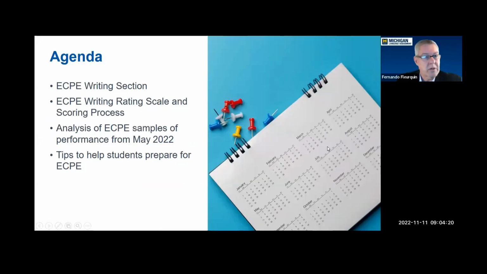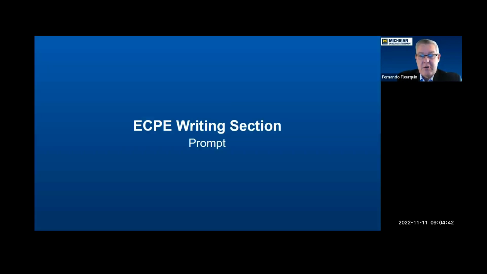And this is what we're going to cover. We'll talk about the writing section of the examination for the Certificate of Proficiency in English, ECPE. We'll talk about the writing scale, how the writing section is scored. We'll share some samples and we'll have some tips to help students prepare for the exam. So how does a writing section work, Luke?